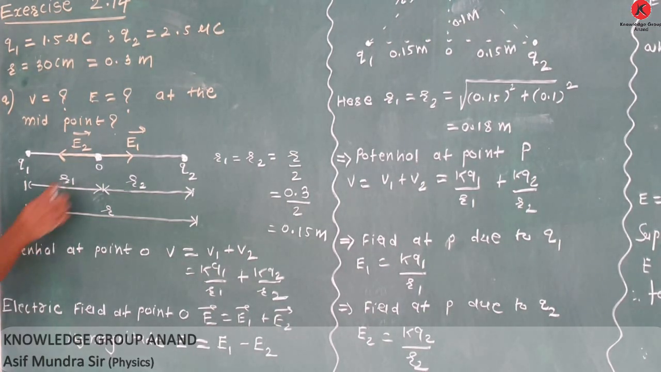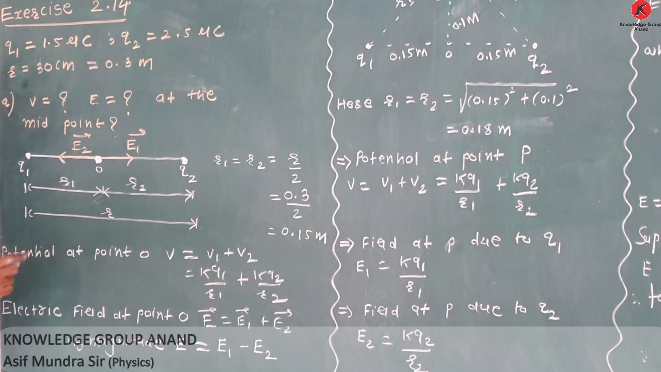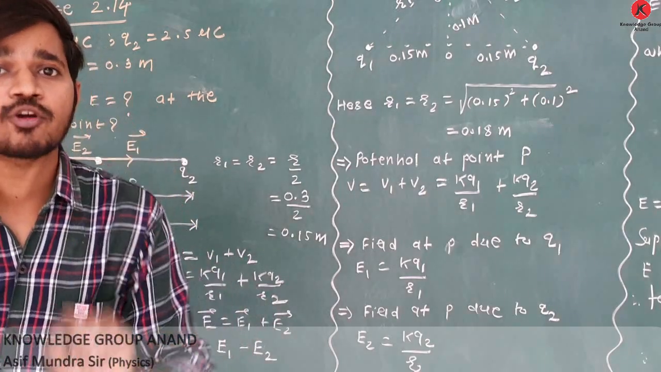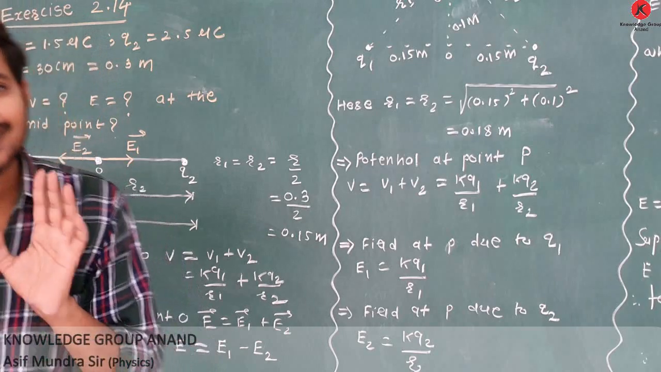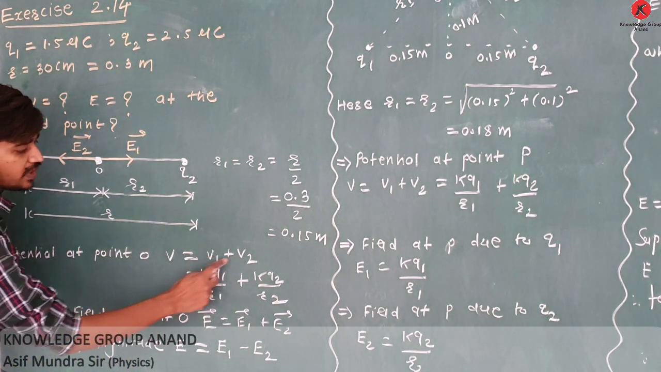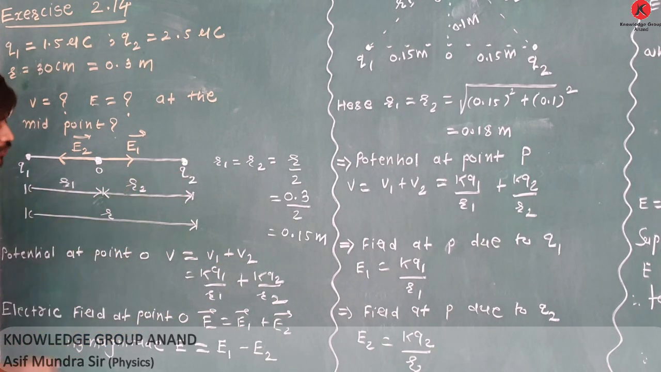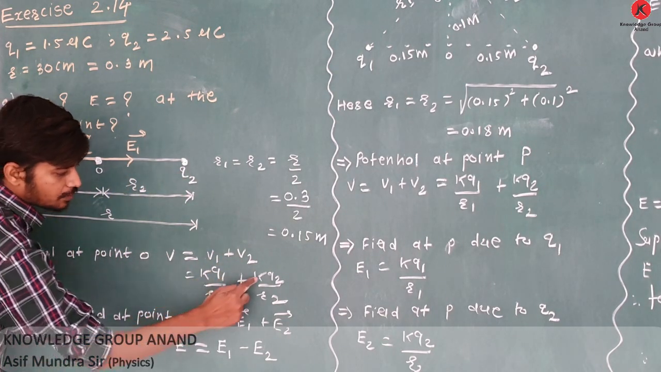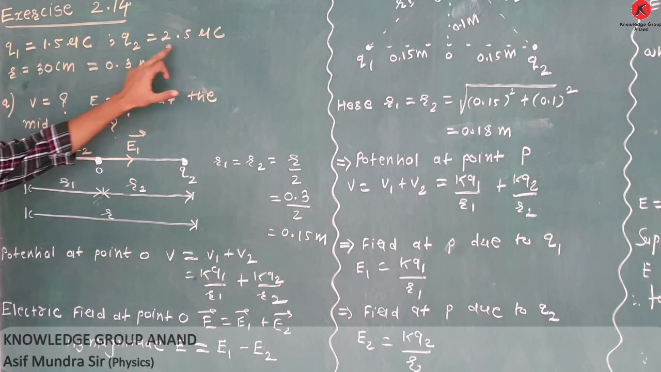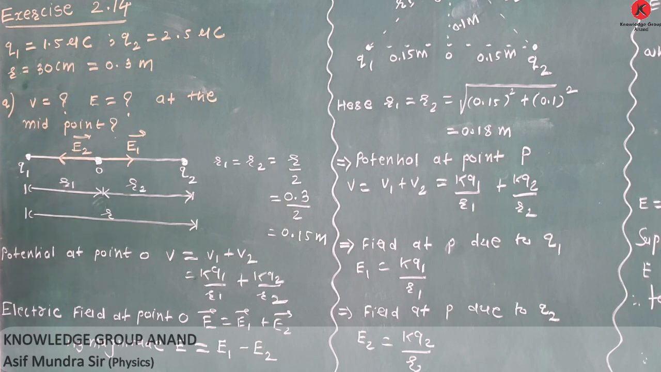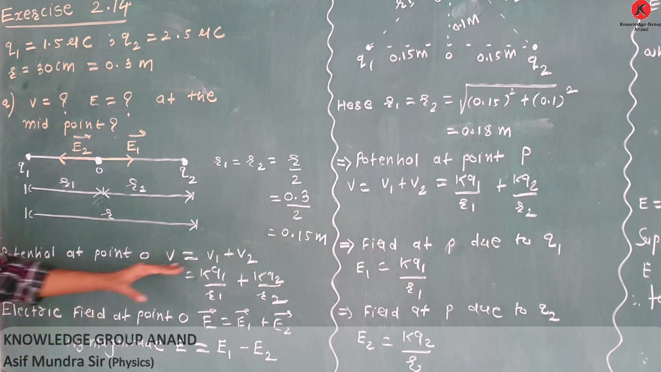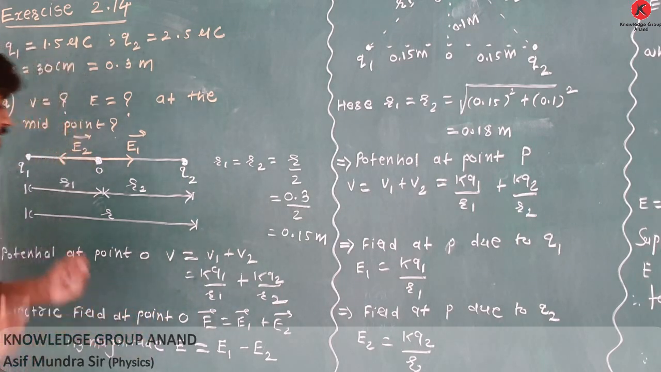Clear? Okay. Now at this point we have to find the electric potential. First of all, find the electric potential because it is a scalar quantity and a scalar quantity is easy to find. So the potential at point O, V is equal to V1 plus V2, due to Q1 and Q2. V is K Q1 upon R1 plus K Q2 upon R2. You know the value of K? For Q1 and Q2, you have to convert microcoulomb to coulomb, that is 10 to the minus 6. R1 and R2 are equal to 0.15 meter. Calculate, you will get your answer.